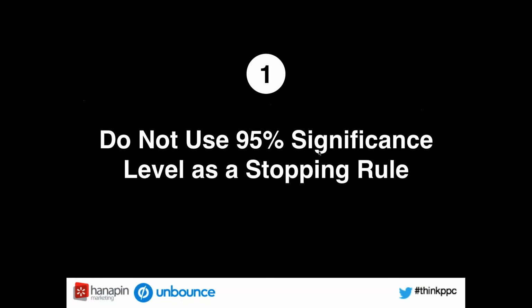First tip is do not use a 95% significance level as a stopping rule. I used to do this, and I know many people who still do, and it's a big misunderstanding. A lot of these testing tools have now shifted to Bayesian testing. We're going to be talking about frequentist testing today, but the tools have for a long time oversimplified stuff, and people get the idea that as soon as you have a 95% significance level, that means you have solid data. That's not the case. And I'll just show you an example here.